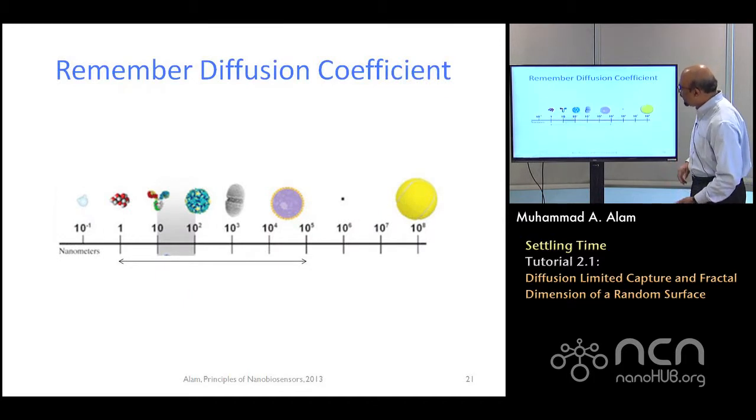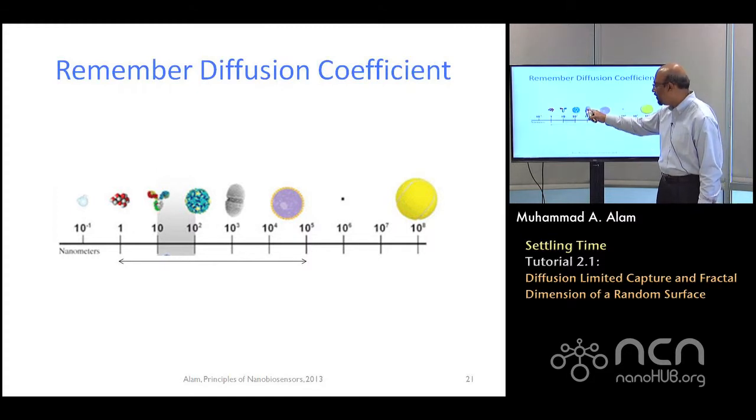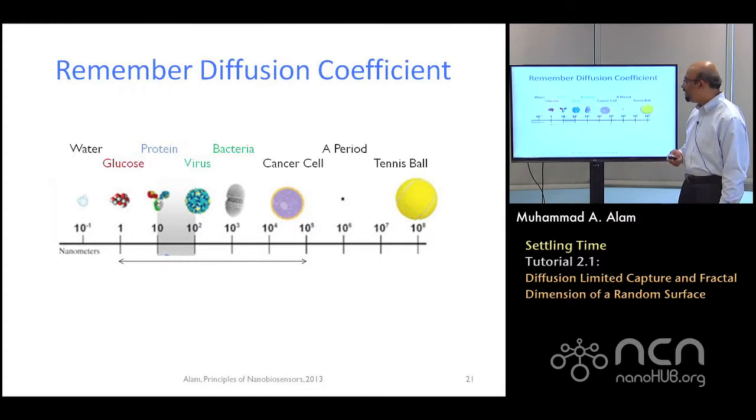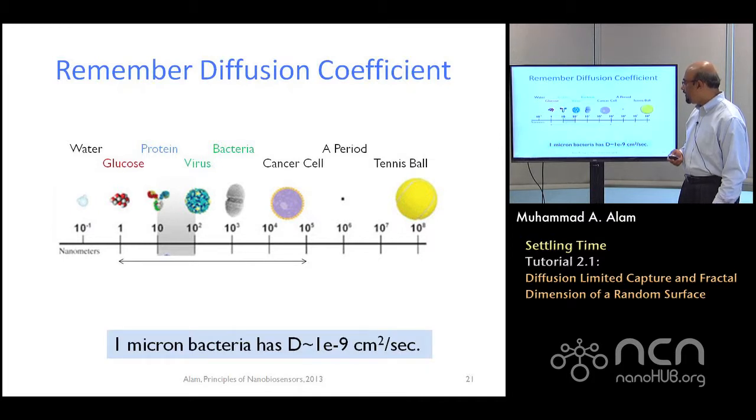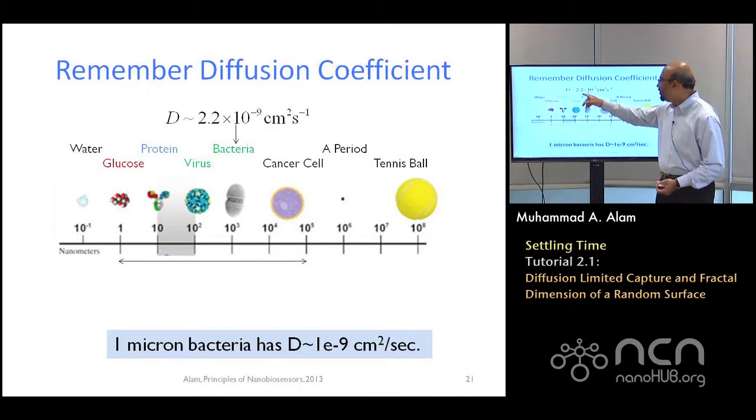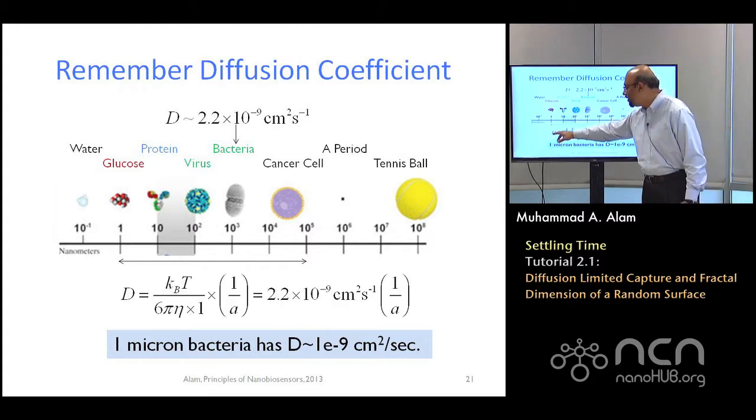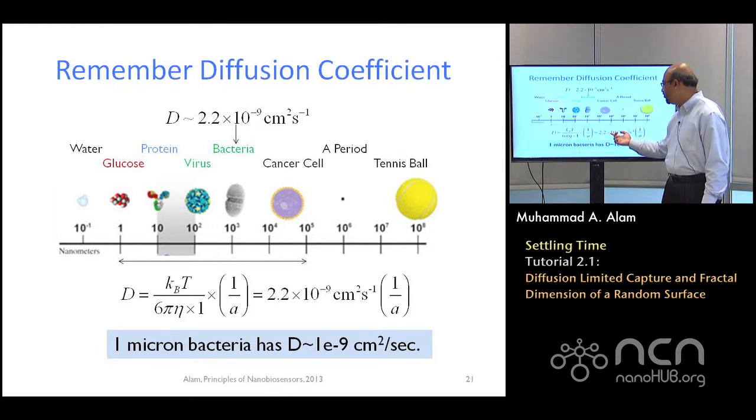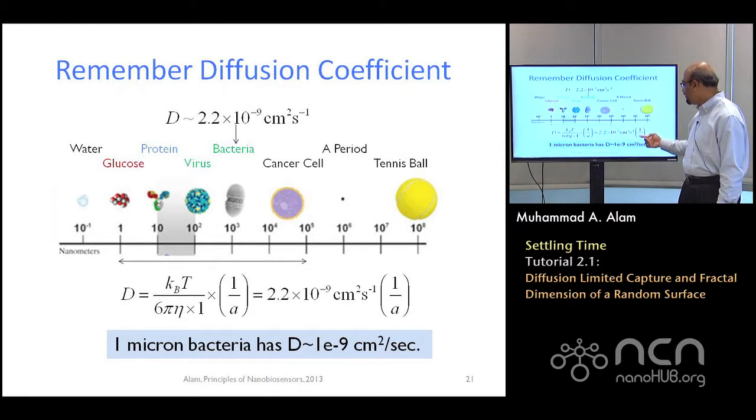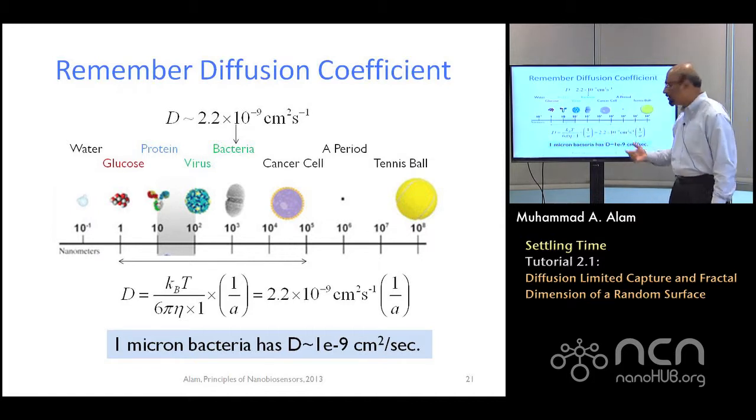Now let's remind ourselves of this table and look at the relative diffusion coefficient. Here is my bacteria, remember, 1 micron. So my bacteria's diffusion coefficient is 2.2 times 10 to the power minus 9. And in general, the diffusion coefficient of any molecule is 2.2 times 10 to the power minus 9 divided by a, when a is measured in microns. So D times a is always a constant.